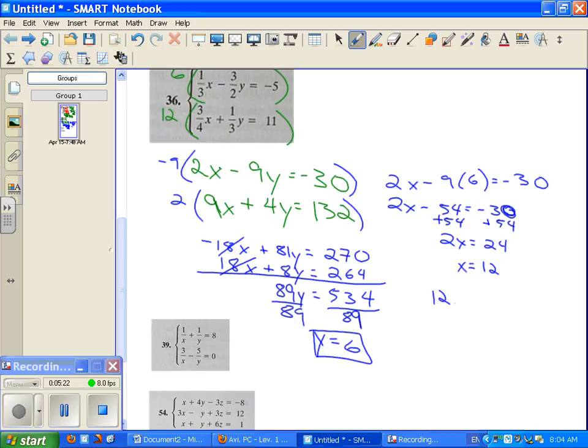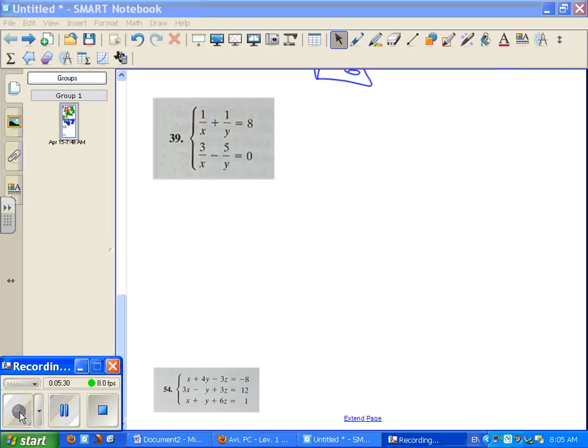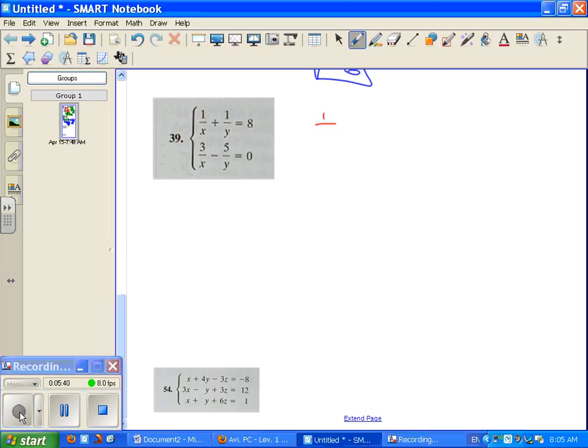Okay, so we'll get 12, 6. Now isn't the y 25%? I know that I'd never used the hint for these before. What I did for this one is I said, all right, 1 over x plus 1 over y equals 8. So I went 1 over x equals 8 minus 1 over y.